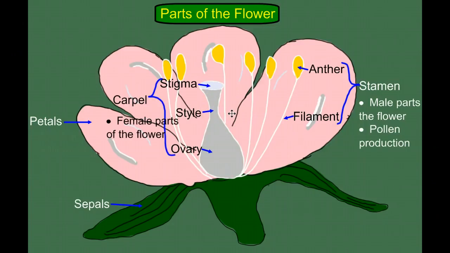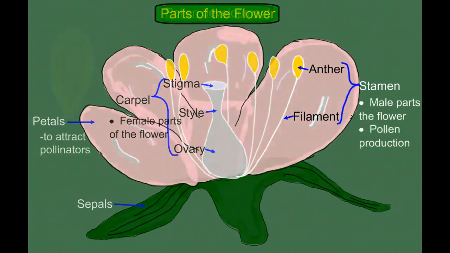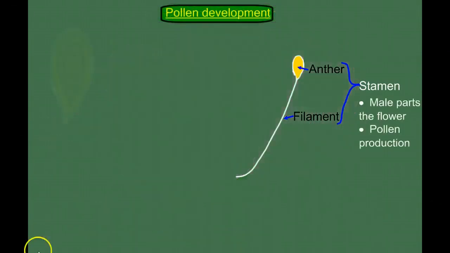Now, what I've drawn here is what's generically called the perfect flower. It has both male and female parts. Some flowers might only have the female structures, and other flowers only the male structures, but to simplify, I've just done a generic flower here. We'll look at the male side first, with pollen development in the stamen.